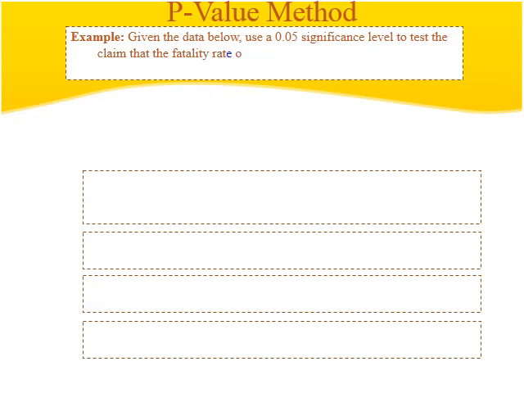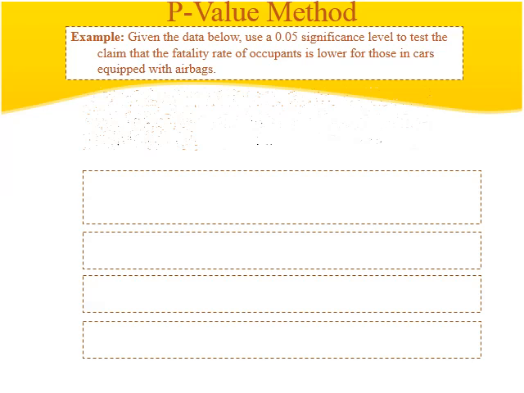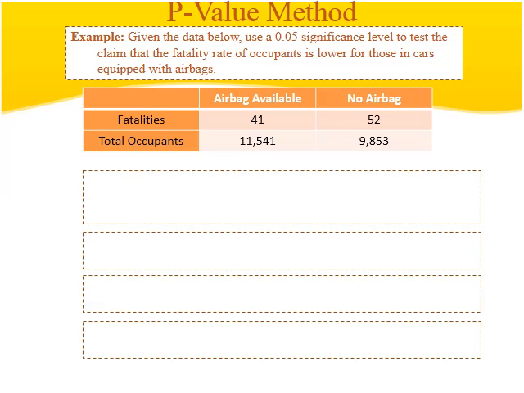So let's look at an example. Given the data below, use a 0.05 significance level to test the claim that the fatality rate of occupants is lower for those in cars equipped with airbags. Of course, these days, every car is equipped with airbags, so this study was probably done many years ago when there was a transition from no airbags to airbags.